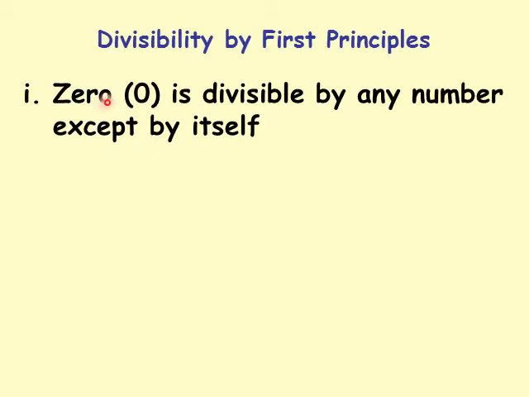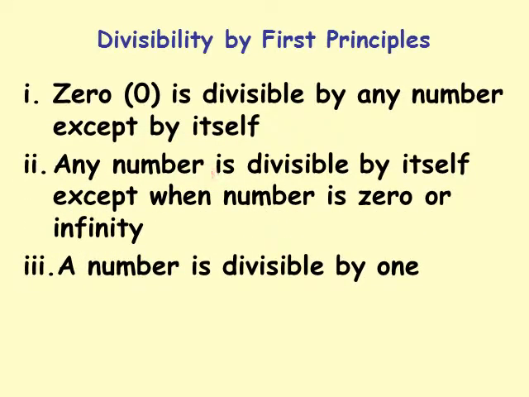Let's look at first principles regarding divisibility. First, 0 is divisible by any number except by itself. Any number is divisible by itself except when the number is 0 or infinity. Let's continue. A number is divisible by 1. So these are the first principles. We don't have to go to any test here. Just say 0 is divisible by any number except itself. A number is divisible by itself except when the number is 0 or infinity, and a number is divisible by 1.